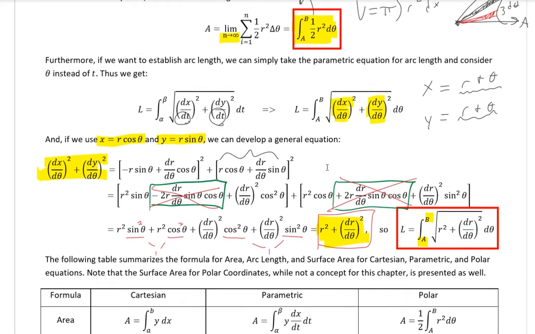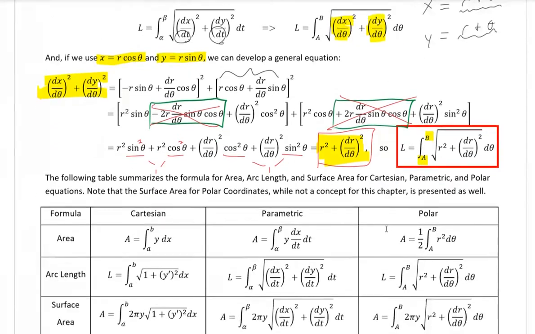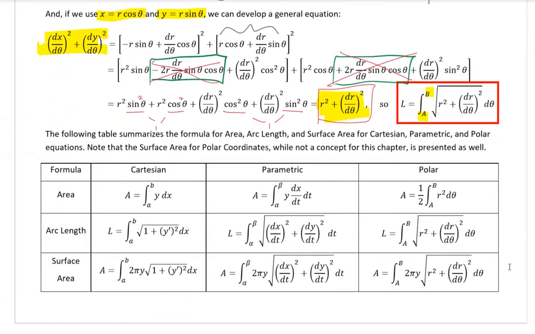Okay, so that's a quick rundown of what the equations are and where they come from, or at least a couple of them. The next few examples we're going to do a couple examples of area with polar equations, and then we'll do a couple with length.